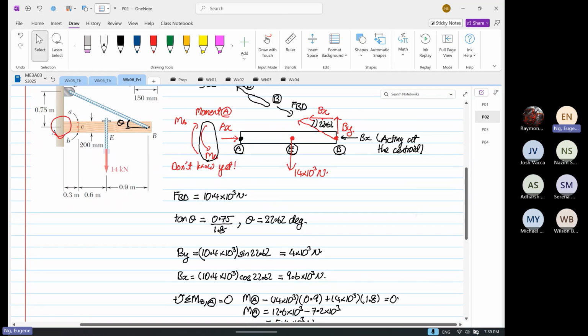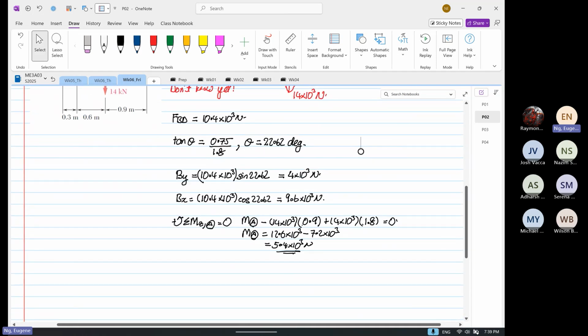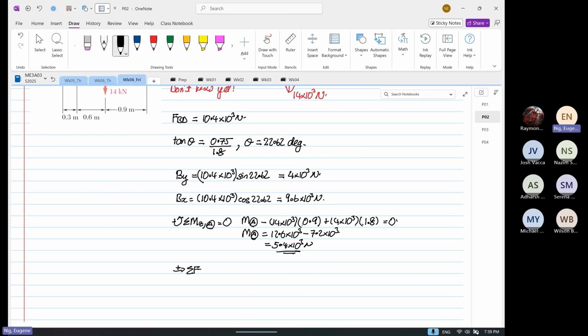Okay, now the next thing that we would like to do is we can find what is AX. So we are going to do the summation of forces in the X direction is equal to 0. So AX minus BX, which is 9.6 times 10 to the power 3, is equal to 0. So we have AX is equal to 9.6 times 10 to the power 3 Newton.